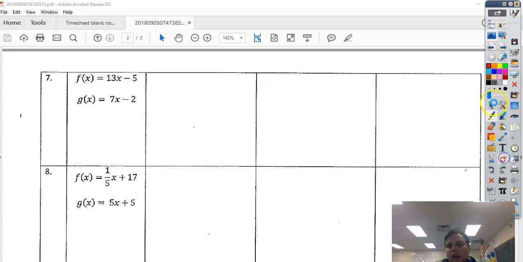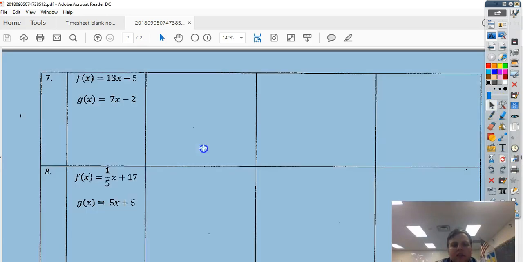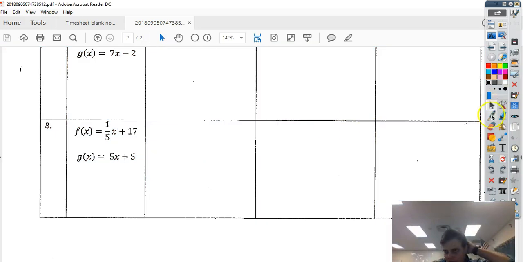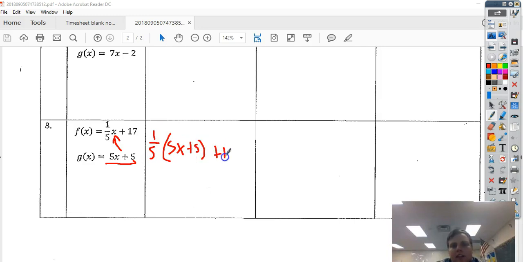Alright? And the hardest problem on this entire review is coming up right now. It's coming up right now with problem number 8. Alright, so remember, right now it wants us to do f of g of x. So it wants me to take this function and plug it into the f function. So I say 1/5, and I replace the x now with 5x plus 5. And then I say plus 17.